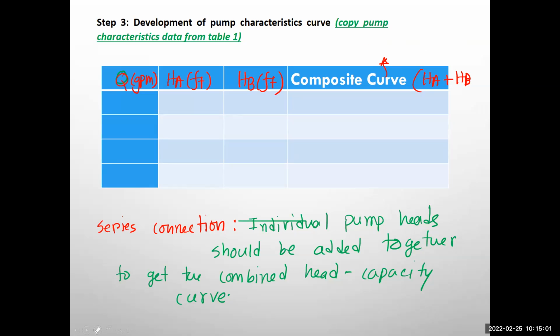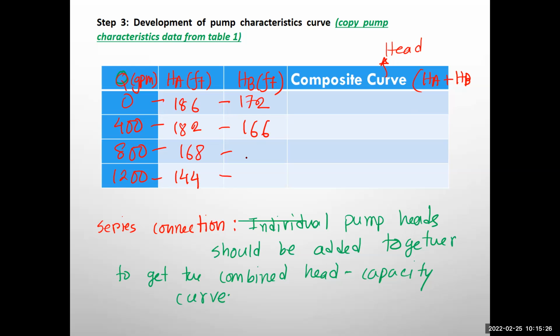Okay. So the Q values are 0, 400, 800, 1200. The head is 186, 182, 168, 144, 172, 166, 140, 90. Okay, find the combined head. Add these two and find the combined one.